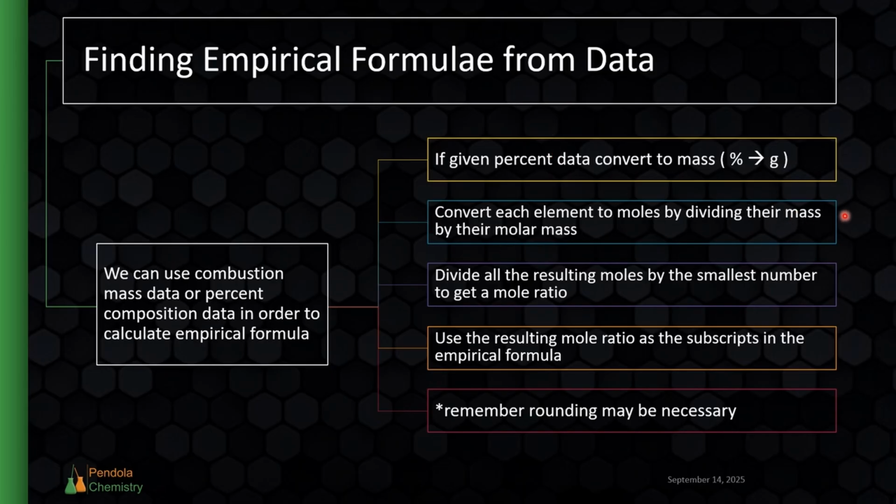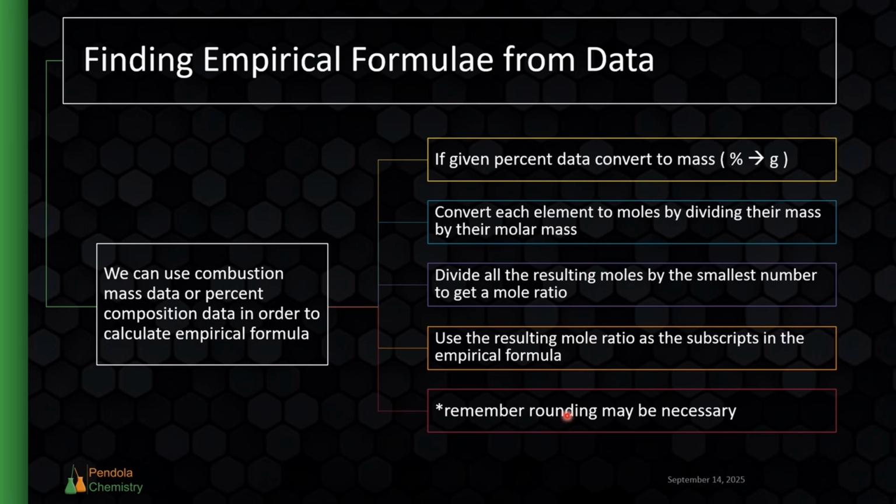Once we have the moles of each element, we divide the resulting moles by the smallest one of the moles to get a mole ratio. We did this in honors chemistry, where we found the mole ratio between all the elements by dividing by the one we have the least number of moles of. We then use the resulting mole ratio as the subscripts in the empirical formula, because that's what the empirical formula is: the simplest mole ratio between all the elements.